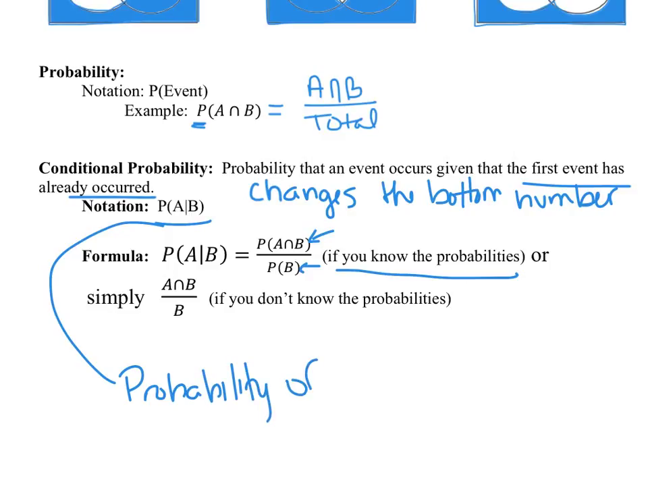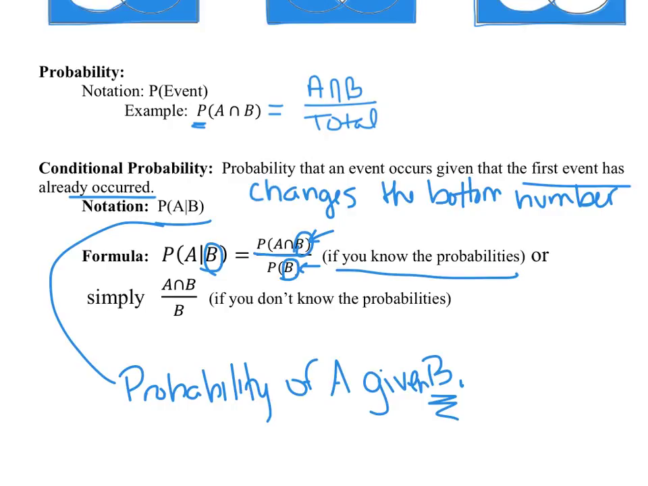of A given B. It matters the order. So B is second. So B is the one that has been given. We already know. If we switch those around, it would be a completely different thing. So when we do the formula here, the second one is repeated. So the second one, we do the intersection with the first and the second, and then all over the second. Okay, that's if you know the probabilities.